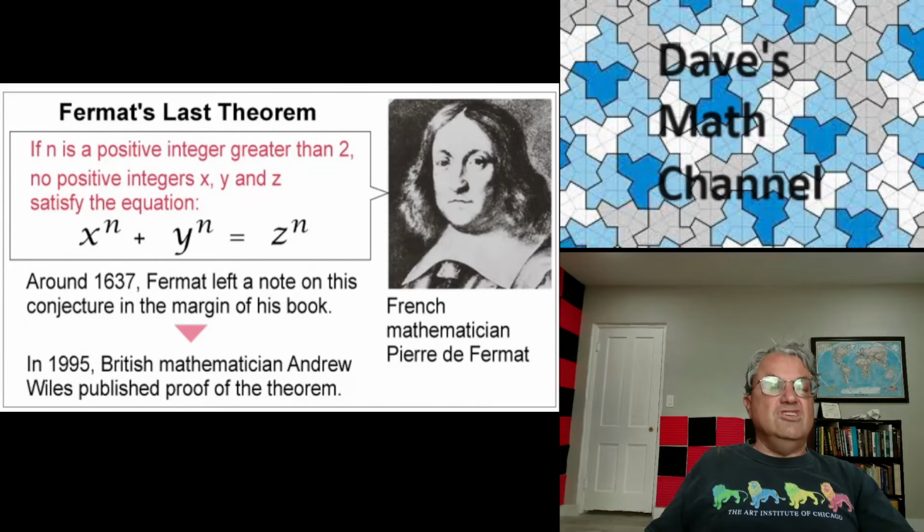And he said he had a truly marvelous proof for all integers n greater than 3, but he said he didn't have enough room to write it down. He wrote this in 1637, I think. For over 350 years, mathematicians struggled to find a proof, and it became known as Fermat's last theorem.